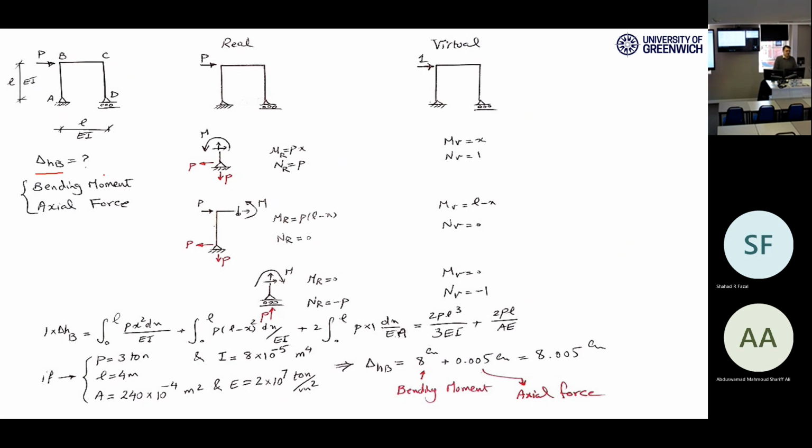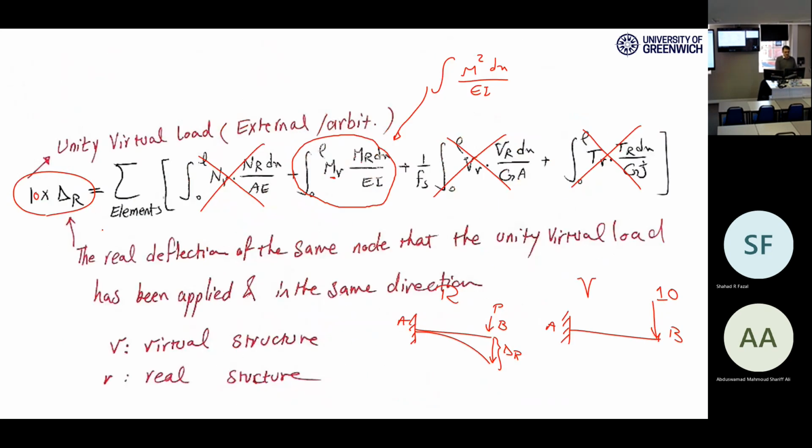And the aim is to calculate delta HB, which is deformation. HB means horizontal in node B. So I want to know how much B goes to the right-hand side, the horizontal direction, okay? Only bending moment and axial forces are of interest. So axial forces means we are going to account for this integration as well.